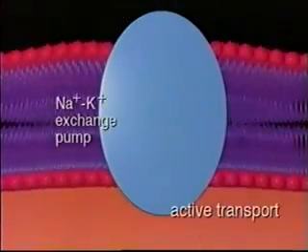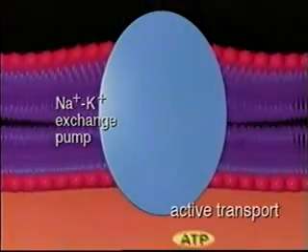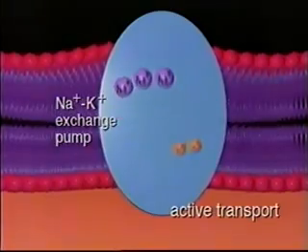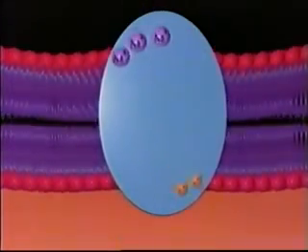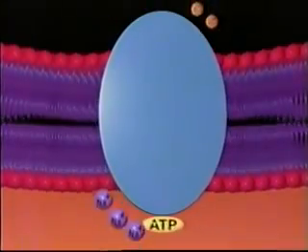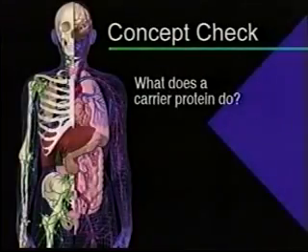A carrier protein, such as the sodium-potassium exchange pump, uses energy to move ions across the cell membrane against their concentration gradient. In this example, ATP's energy is harnessed to move sodium ions out of the cell and potassium ions into the cytoplasm. This is the pump that maintains the differences in sodium and potassium ion concentrations between intra and extracellular fluid. What does a carrier protein do?